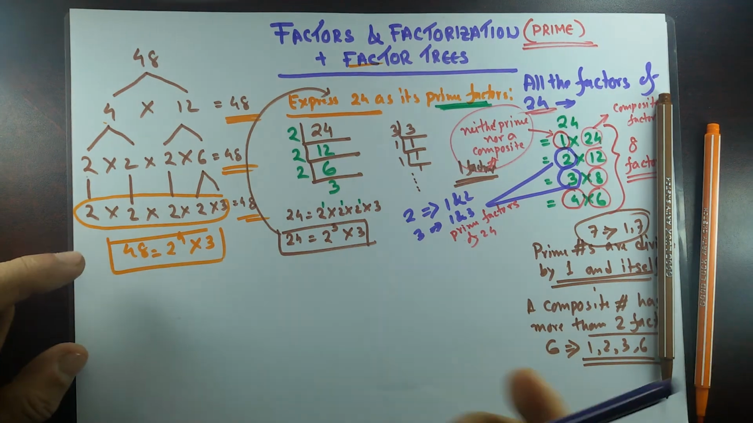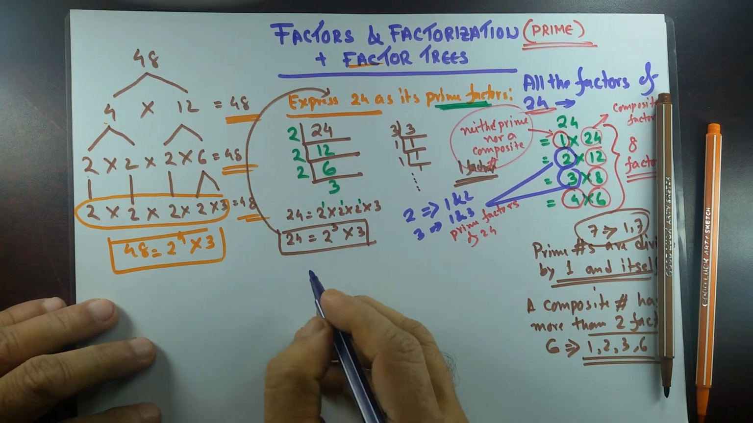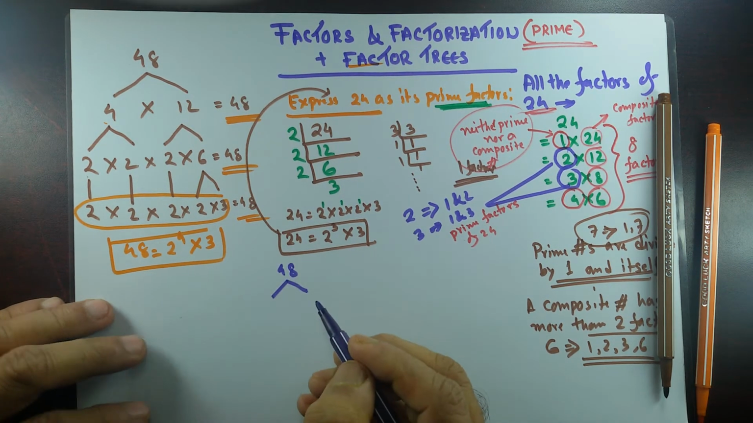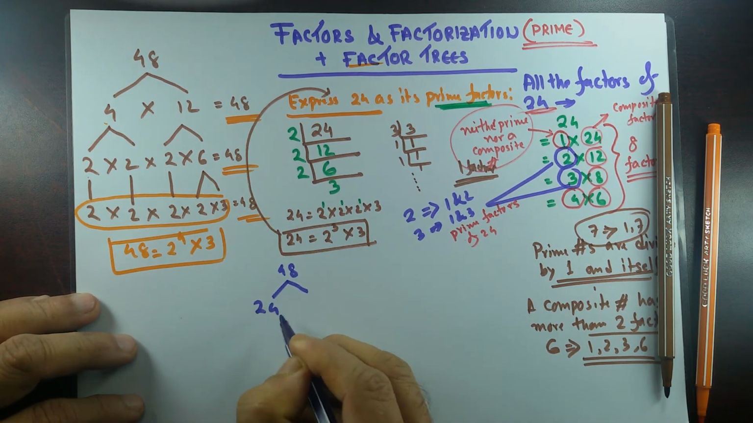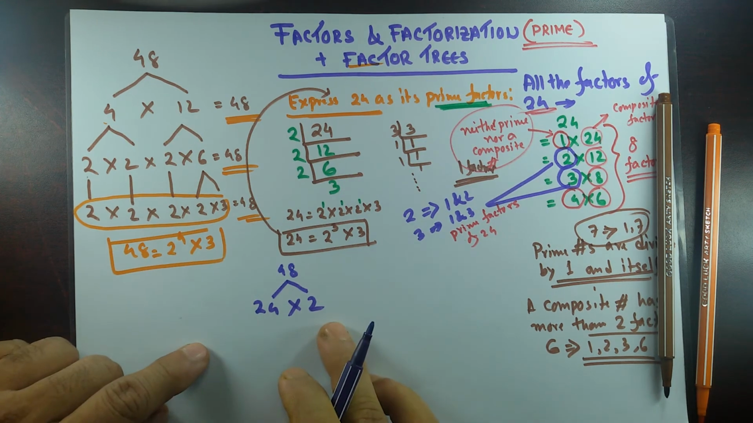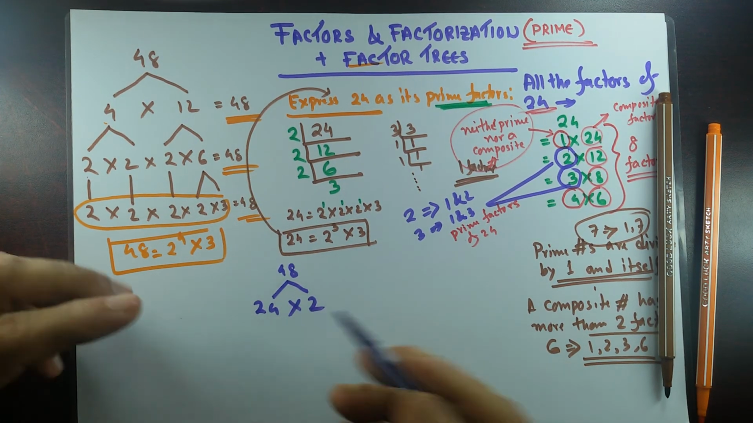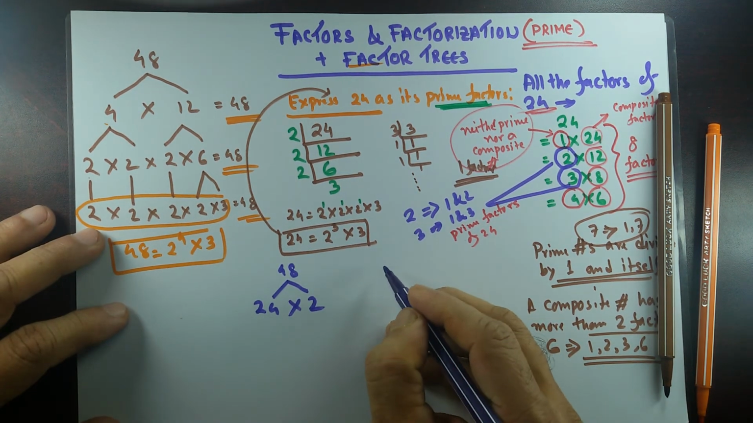Now somebody might ask, is this the only way you can do that? No, there are so many other ways. For 48 you can try different numbers. Let's say you want to go for 24 times 2, and then keep going. 24 is 2 times 12 or 3 times 8, you can go like that. Can you try something else? Of course you can try something else.